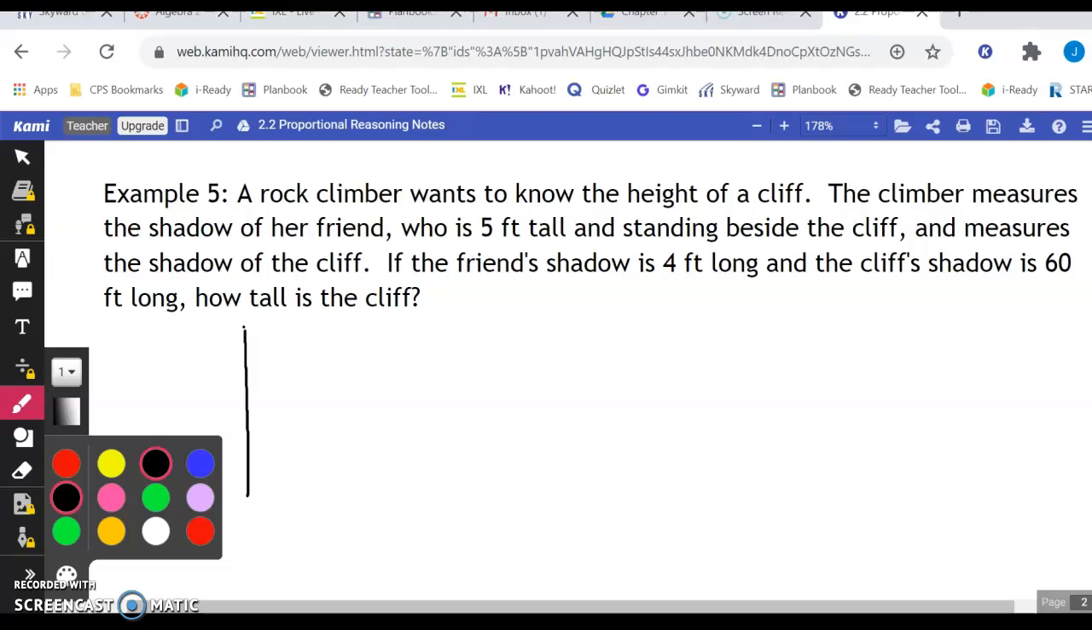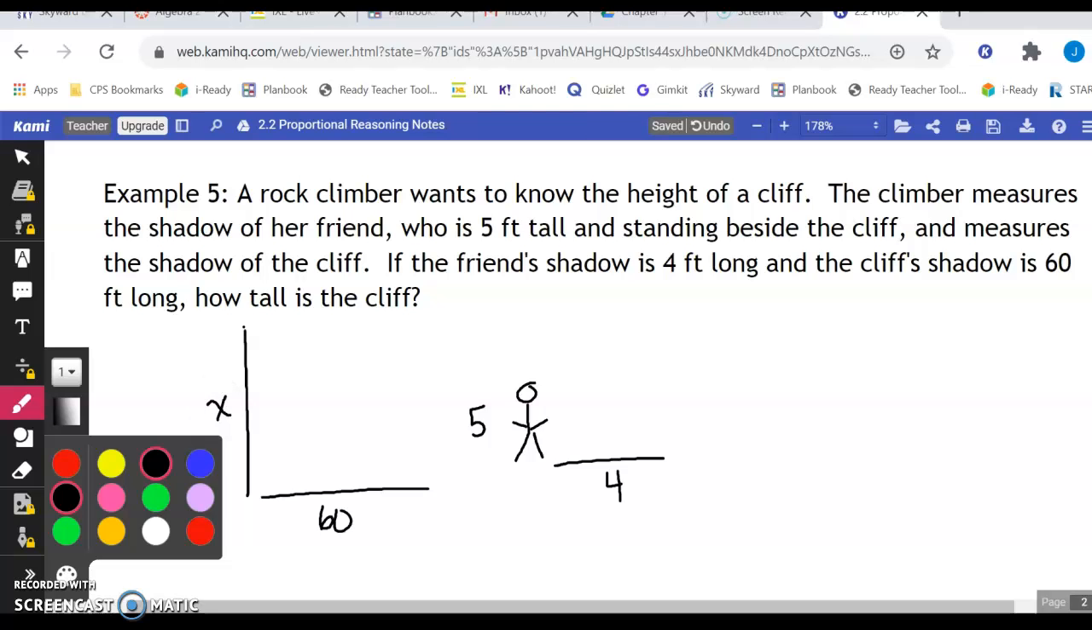We have this cliff here. The climber measures the shadow of her friend, who is 5 feet tall. So then I have this other person over here that's 5 foot and is standing beside the cliff and measures the shadow of the cliff. If the friend's shadow is 4 feet long, so the shadow is going to be 4, and the cliff's shadow is 60, so then that shadow from that cliff is coming out. How tall is the cliff? So we're trying to figure out what this is over here.